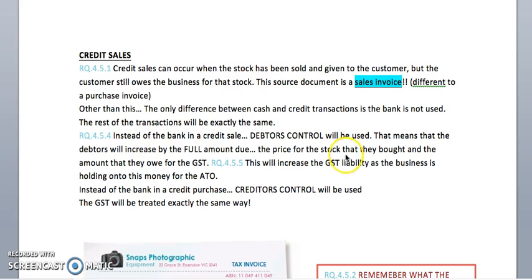So it says it down here. Instead of the bank in a credit sale, debtors control will be used. Don't forget to say control, debtors control. This means that the debtors will increase by the full amount due. So the debtors have to pay the full amount that they bought the stock for and the GST. This will increase the GST liability as the business is holding on to the money for the ATO. So the GST liability is going to go up in a credit sale, just as it did in a cash sale.